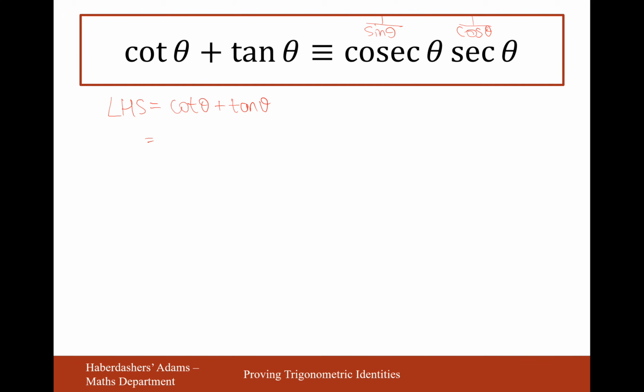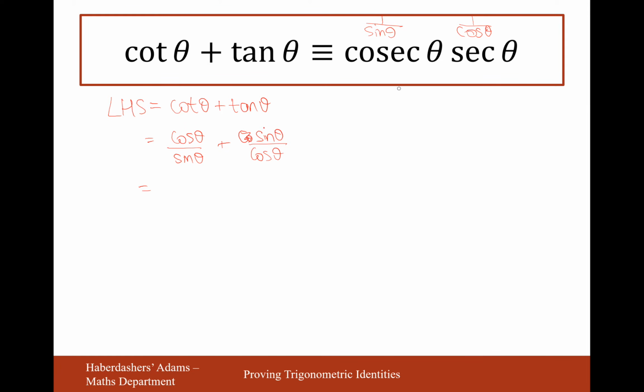And what do I know about cot theta and tan theta? Well, I know that cot theta is 1 over tan, but that's really not going to help me get towards sine or cos. The other identity I know for cot is that it's equal to cos over sine, plus the tan one is sine over cos.